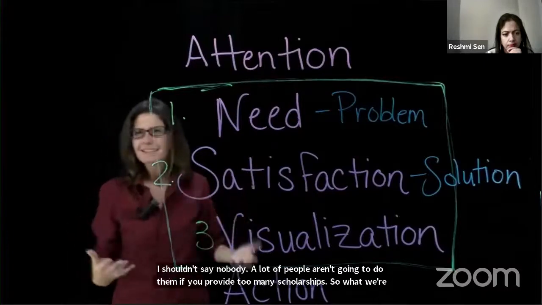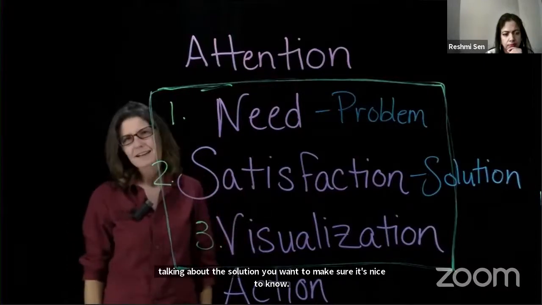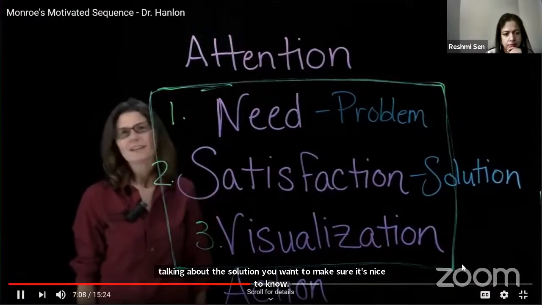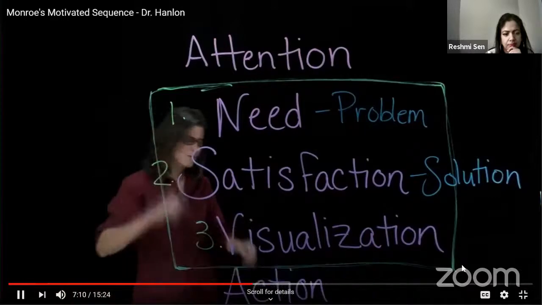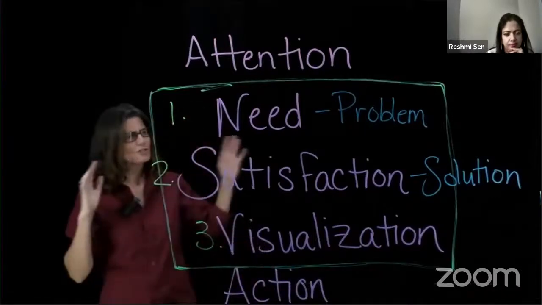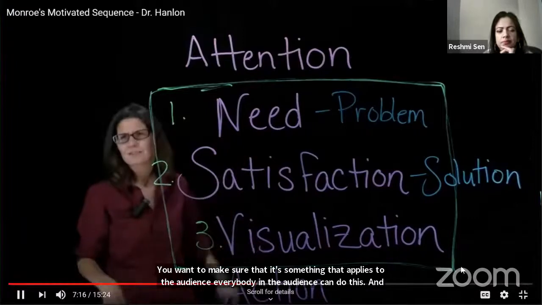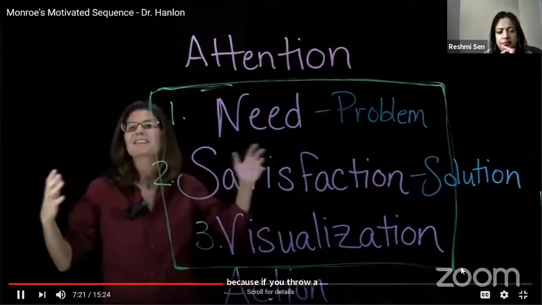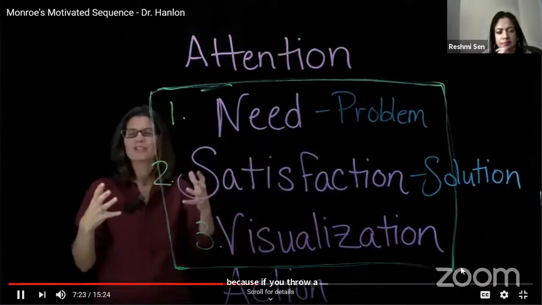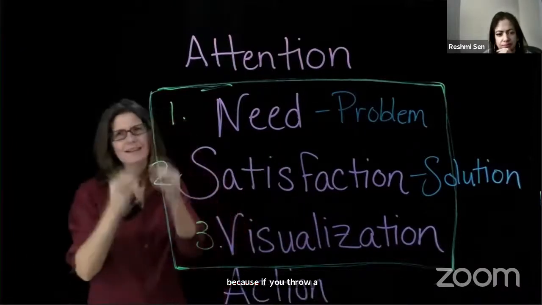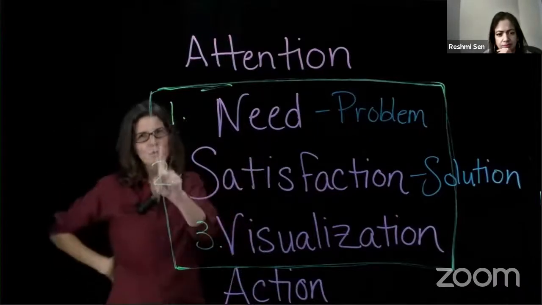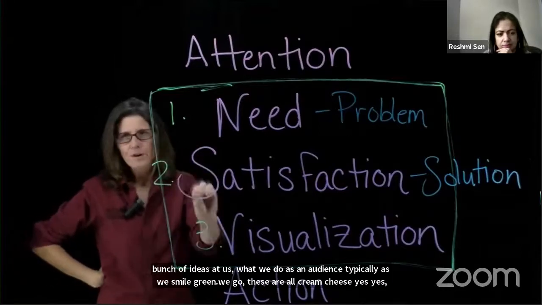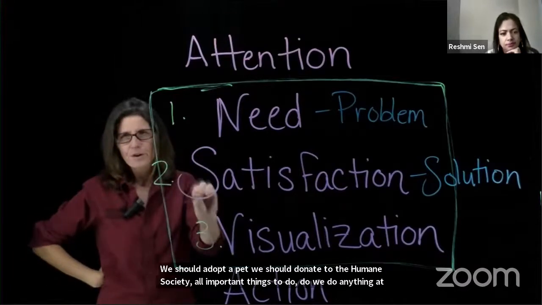But you don't want to throw too many ideas at us, because if you throw a bunch of ideas at us, what we do as an audience typically is we smile, we nod, we go, oh, these are all great ideas. Yes, yes, we should do this. We should spay and neuter our pets. We should adopt a pet. We should donate to the Humane Society. All important things to do. Do we do anything at all, though, after the speech? No. That is a problem. So you want to make sure that you're driving the audience in large numbers to do something. And if you want to do that, you have to narrow it to one single thing that you want us to do. And so that's really the focus of your presentation, the solution that you want us to implement.